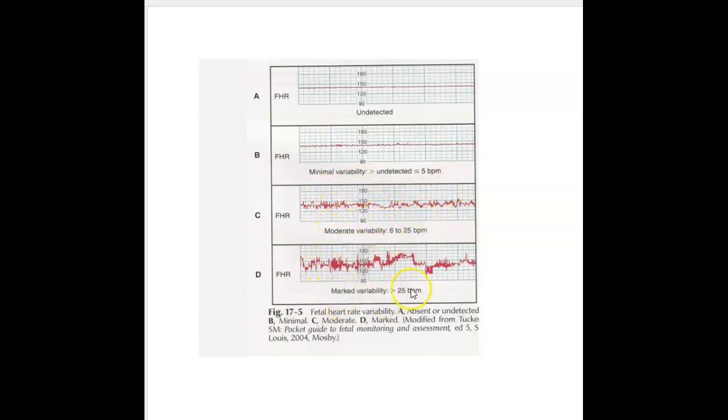And then marked variability is greater than 25. And we know that this could be acidosis, it could be drug withdrawal, it could be a lot of ominous features. So we don't want that as well. This is the one we want, is moderate variability.